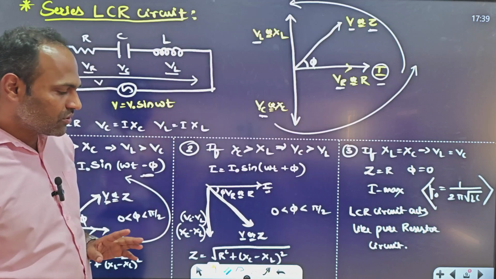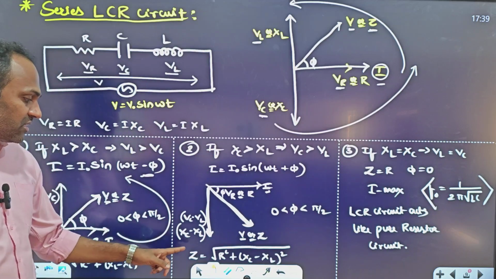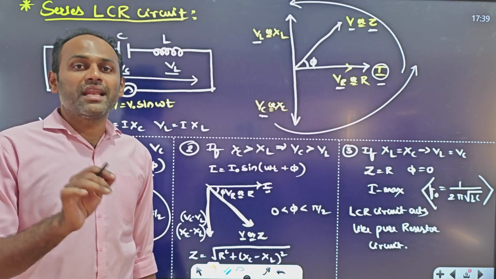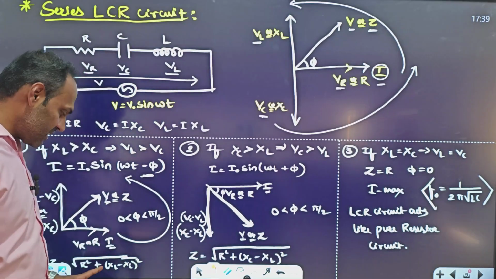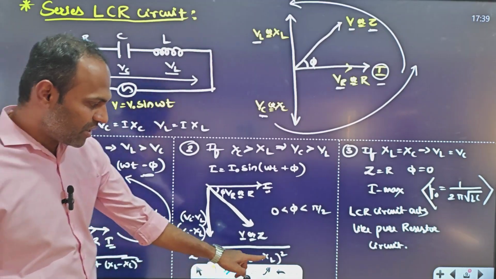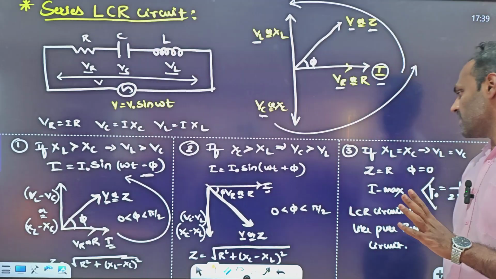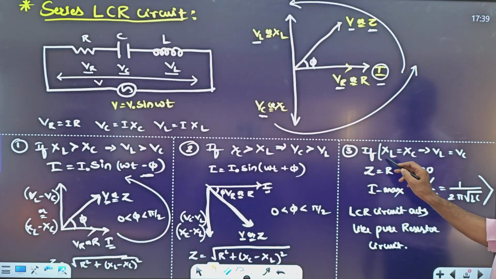So this is a capacitive dominant circuit. Here impedance Z will be equal to root of R square plus (XC minus XL) square. This is (XC minus XL) square because XC is greater. And lastly comes one more unique case, that is if XL and XC both are equal.